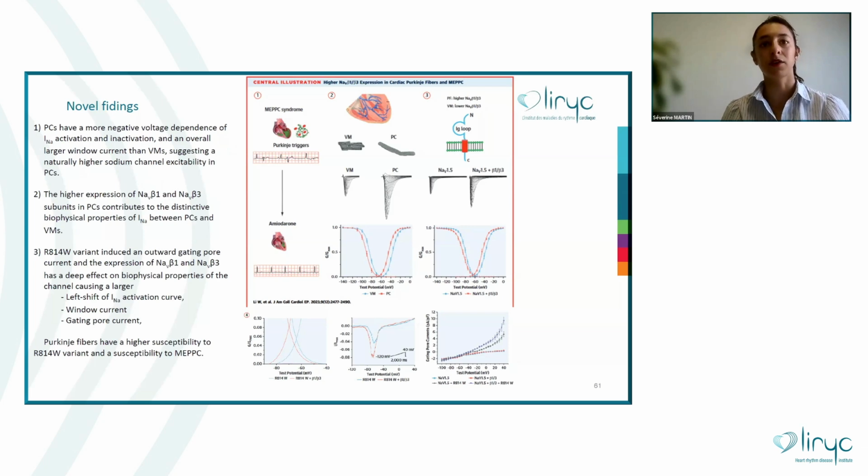of the activation curve toward hyperpolarized potential, an even larger window current, and an exacerbated gating pore current. So at the end, Purkinje fibers have a higher susceptibility to the R840W variants and a susceptibility to MEPPC.